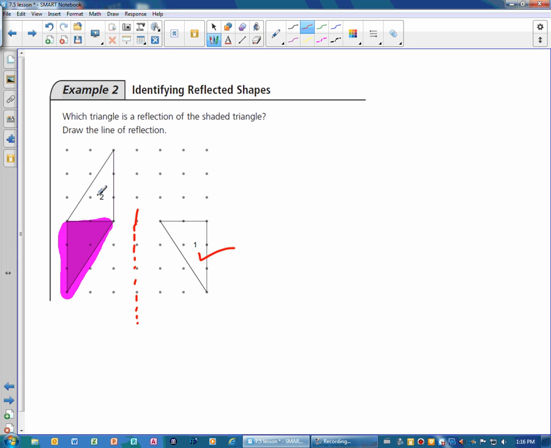How about number 2? Is there a line of reflection that would make this into 2? And hopefully you're thinking the answer is no. Because if I reflected it through this line here, this would end up all the way here. And it would look, can't draw straight, but it would look like that, not like number 2. So only number 1 is a reflection of the shaded triangle.